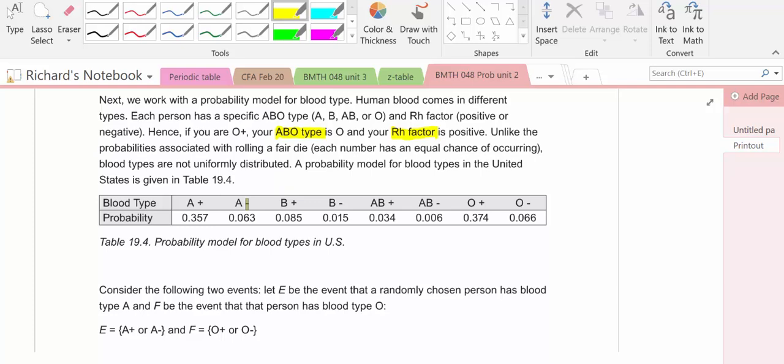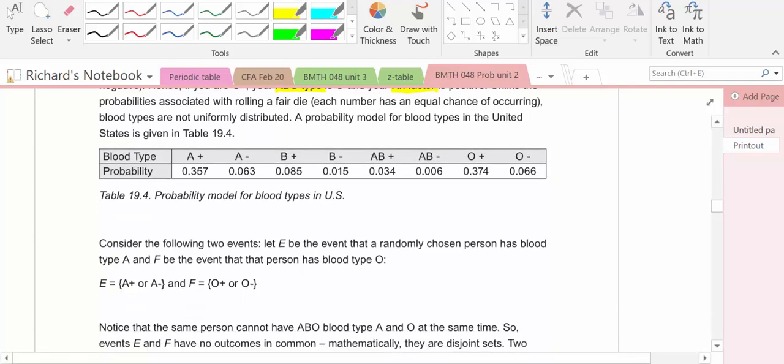In this table, for example, blood type A, where the Rh factor is positive, has a probability in the American population of 0.357 or 35.7%. So 35.7% of the American population has blood type A positive. 0.063 or 6.3% of the American population has blood type A negative. If you add up the probabilities for all the possible blood types, it adds up to exactly 1.